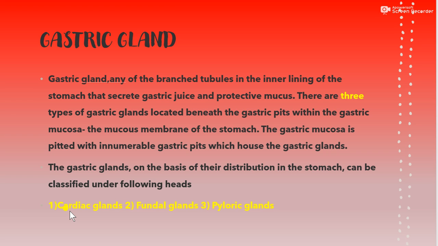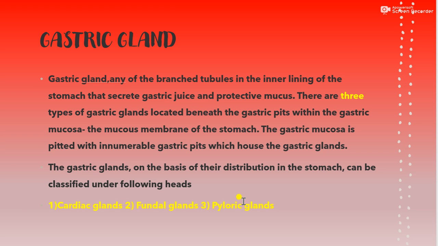Now we see the second type of gastric gland, that is the fundal gland. The fundal glands, also called the oxyntic glands, are found in the fundus and body of the stomach. They are simple, almost straight tubes, two or more of which open into a single duct. Oxyntic means acid secreting, and they secrete hydrochloric acid and intrinsic factor.